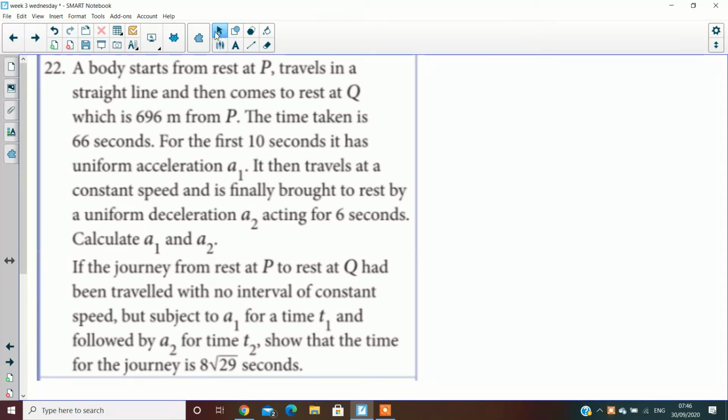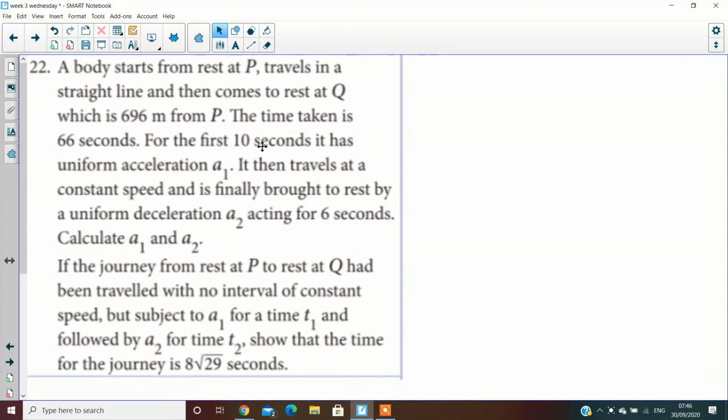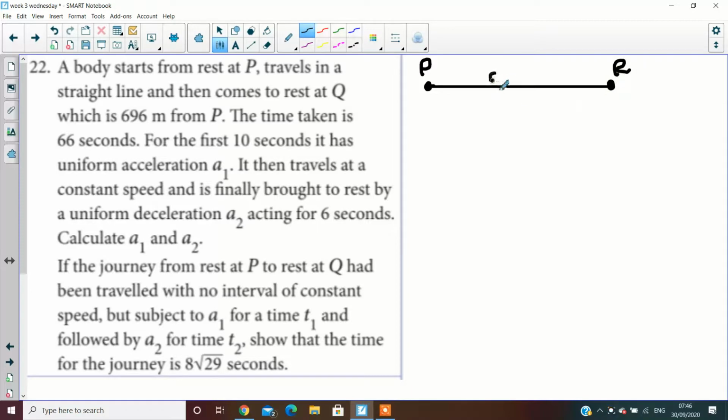...starts from rest at P, travels in a straight line, and then comes to rest at Q, which is 696 distance away from P. So here's P, here's Q. Happy days. Now, 696 meters. The time taken is 66 seconds. T equals 66 for the full thing.